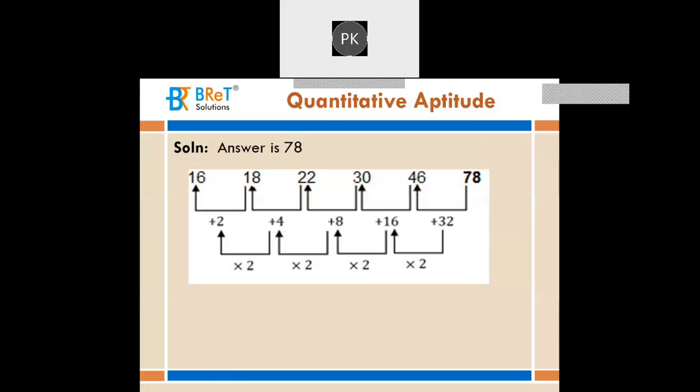Now that means each difference is multiplied by 2 from the previous difference. That means the difference is doubling. Initially the difference was plus 2, later it became plus 4, then 8, which is double the previous difference. 8 will become 16, 16 will become 32. So the missing number will be the addition of 46 plus 32, which is 78. So the answer can be arrived at like this.